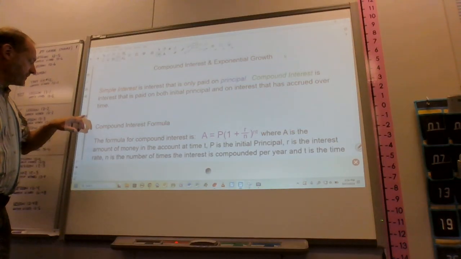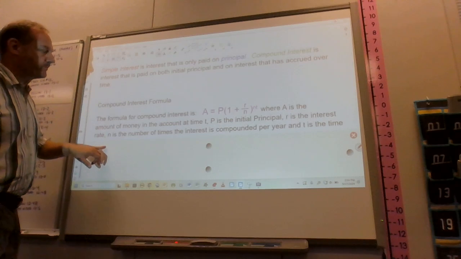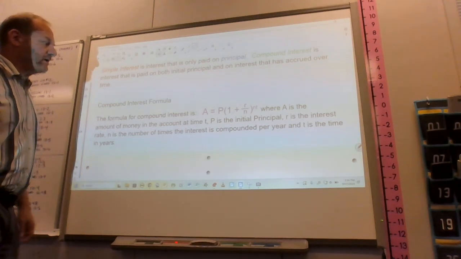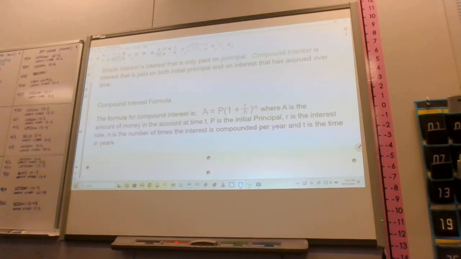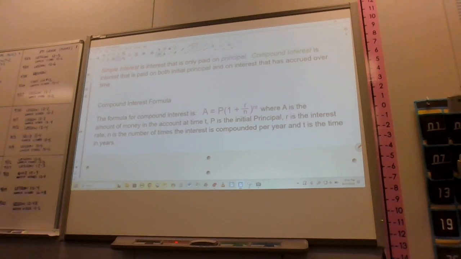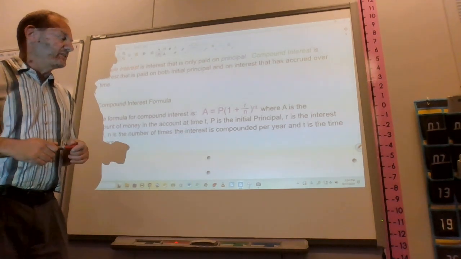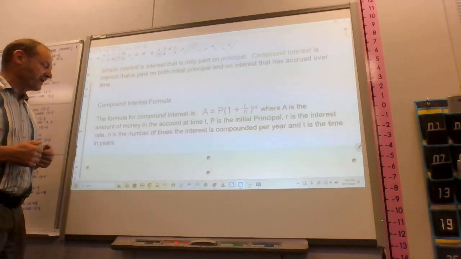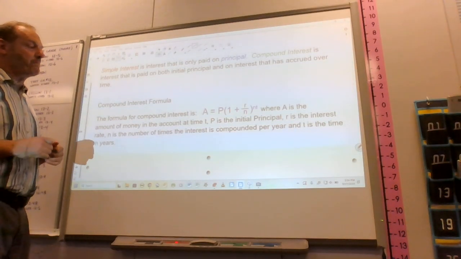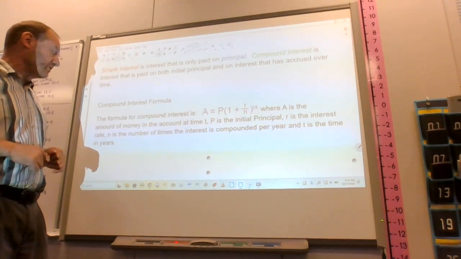Now, the compound interest formula is A equals P times (1 plus R over N) to the NT power, where A is the amount of money in the account at time T, P is the initial principal, R is the interest rate, N is the number of times the interest is compounded per year, and T is the time in years.